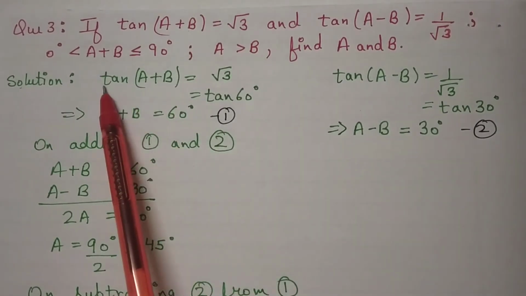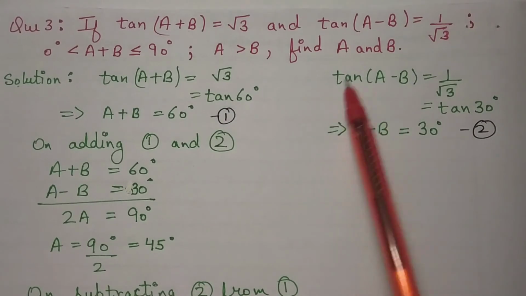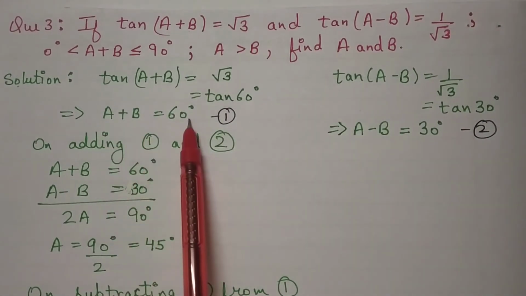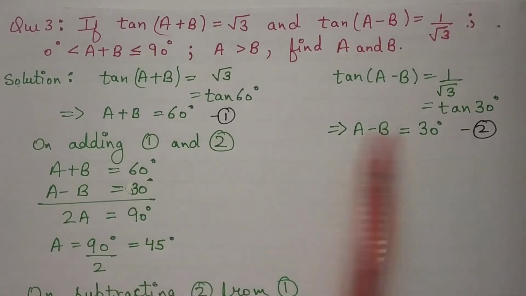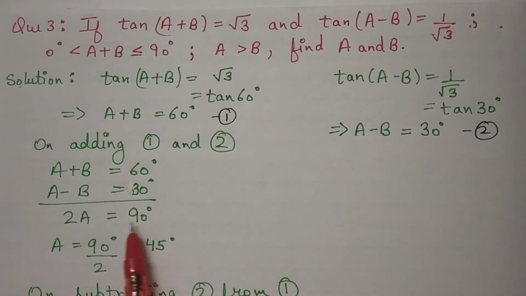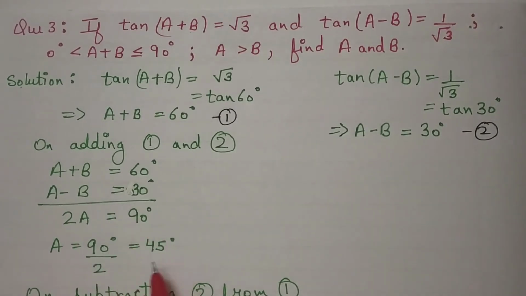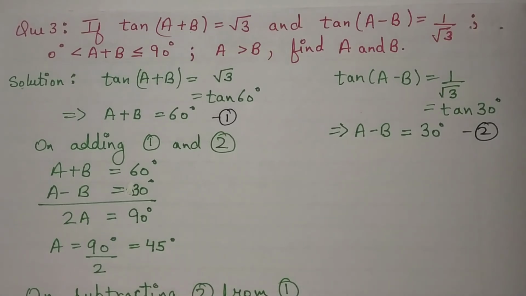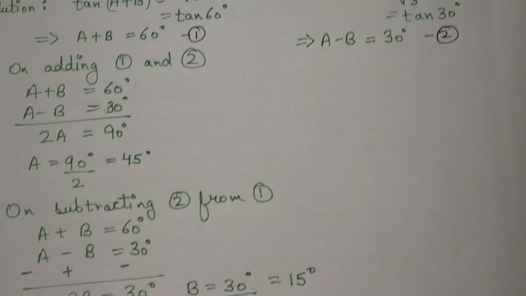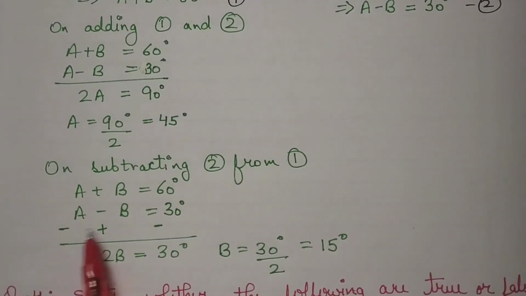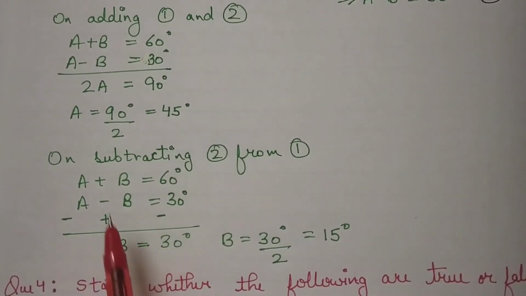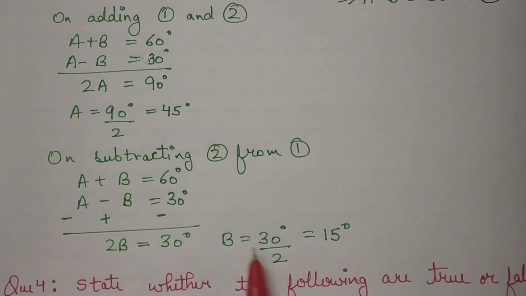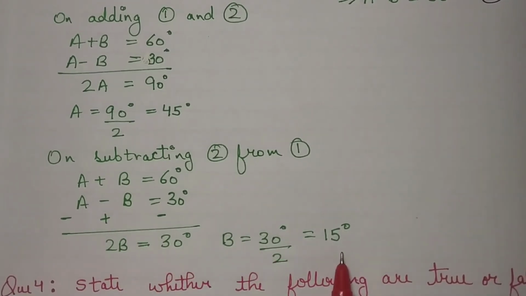Now at both sides I have tan. I can cancel these, right? So A plus B is equal to 60 degree. A minus B is equal to 30 degree. Now solving these equations, firstly adding, 2A is equal to 90 degree, 2 in the denominator, A is 45 degree. Now again subtracting. When we subtract, we take opposite signs. Here it was plus and I need to take minus, and here minus, so I need to take plus. 2B is equal to 30 degree. B is equal to 30 degree by 2, which is equal to 15 degree.